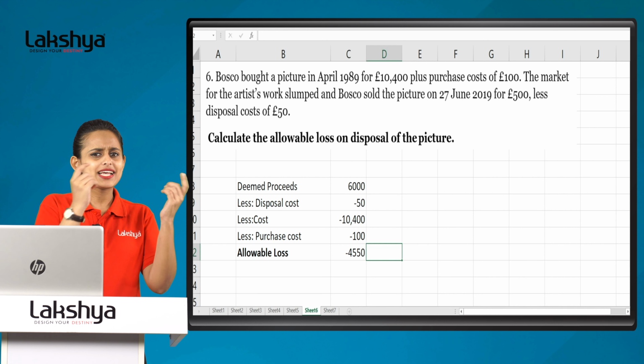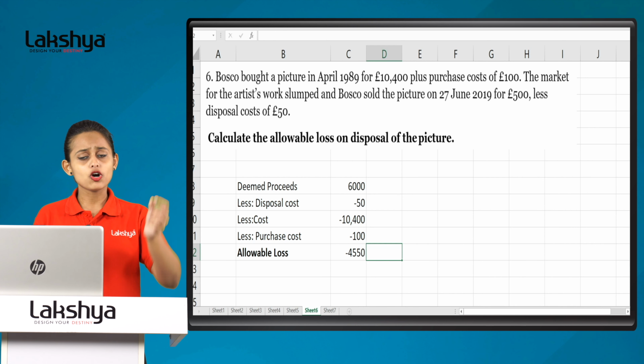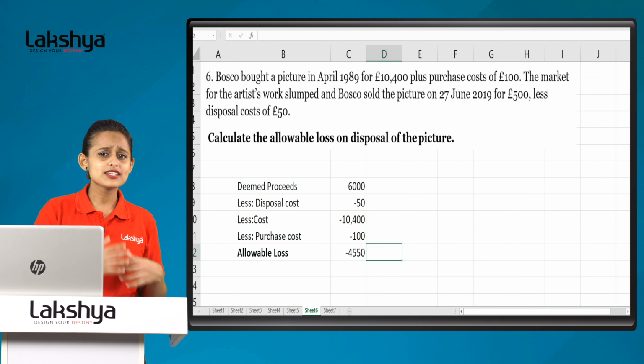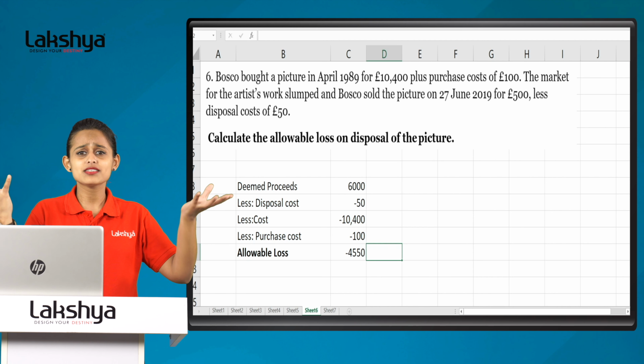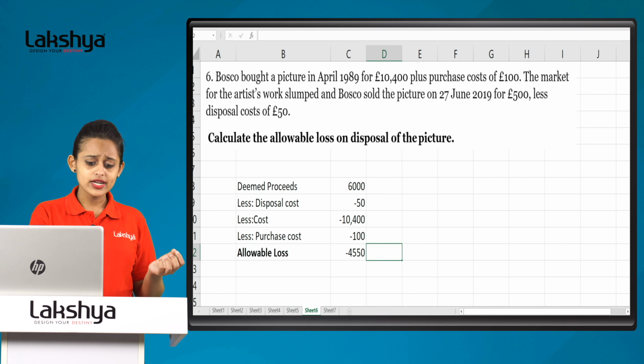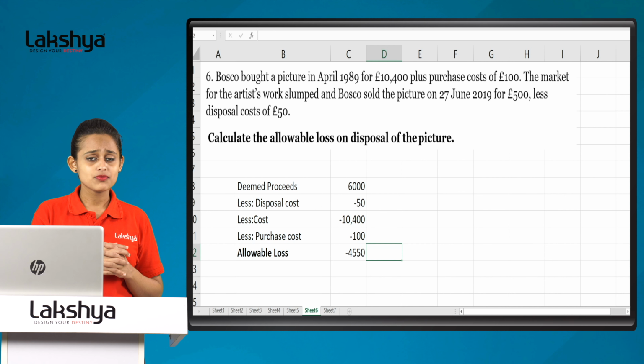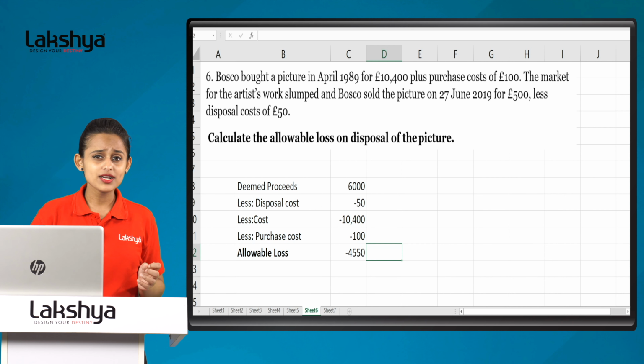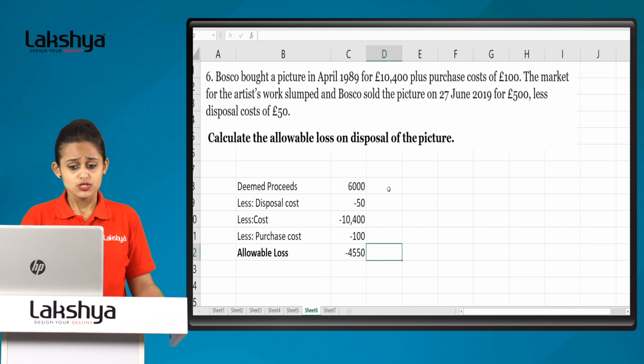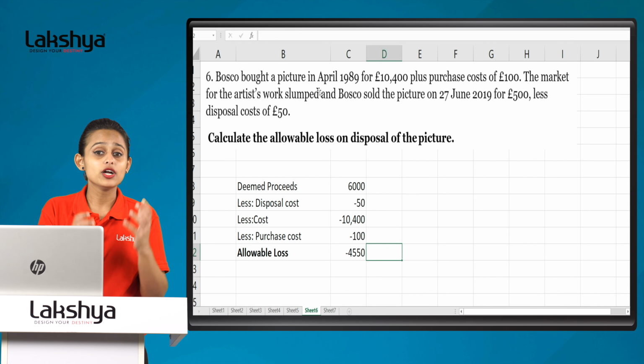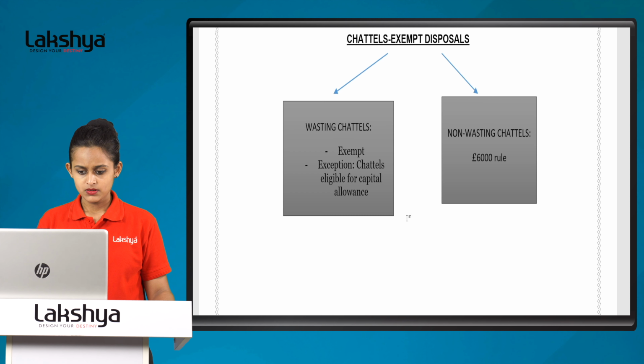Then what if it's case 1, that is both proceeds and costs are greater than 6,000? In that case, do the normal calculation. We've done many such questions, yes, we already did in question number 1 and 2. So if case 1 comes up, do the normal calculation. So this is how we do questions based on non-wasting chattel.